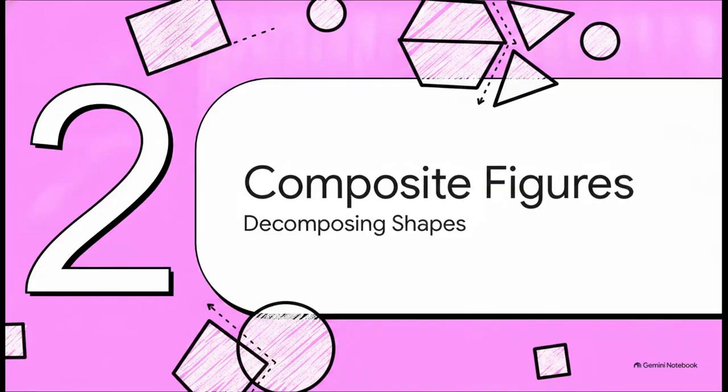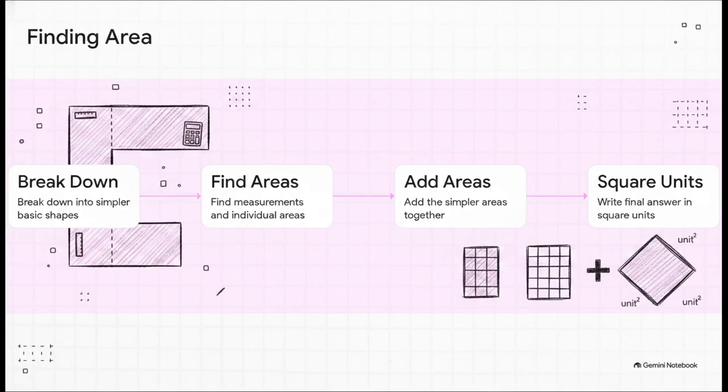Moving into Section 2, Area of Composite Figures. Okay, let's dive into this. A composite figure is, at its heart, just a shape composed of basic, simpler shapes all put together. It's like a giant puzzle. So instead of panicking when you see some wild, irregular polygon, you just need a strategy. To find that area, we follow a highly logical four-step game plan.